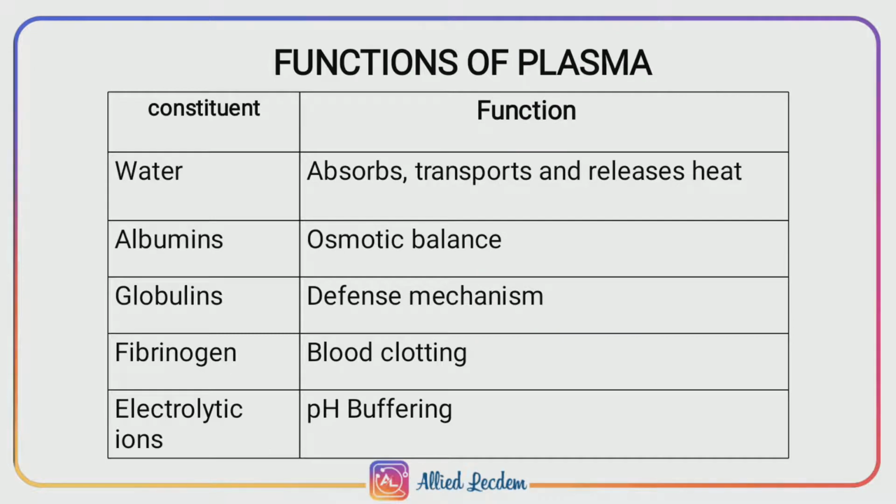Next is the function of plasma. Water helps in absorption and transportation and helps to release heat. Albumin helps in maintaining osmotic balance and has a role in regulation of acid-base balance. Globulins are primarily involved in the defense mechanism of the body. They are grouped into 3 subtypes, that is alpha globulin, beta globulin and gamma globulin. Alpha globulin and beta globulin help to transport lipids and fat soluble vitamins. Gamma globulins are antibodies which function in the immune response of the body. Fibrinogen is an important clotting factor produced by the liver.